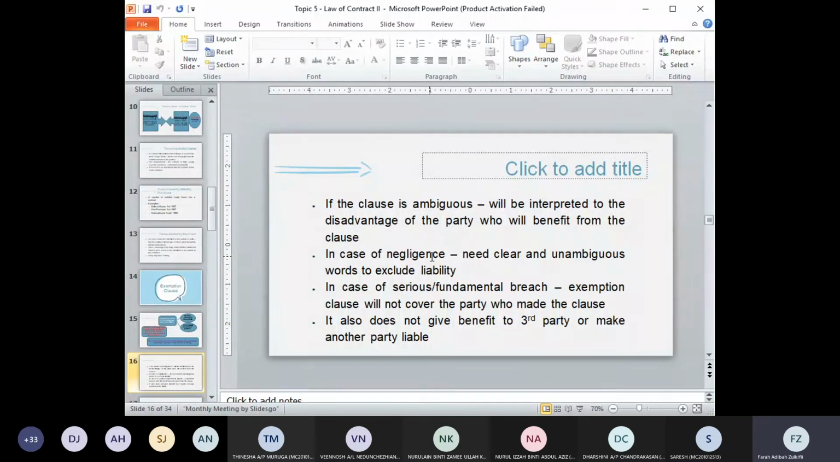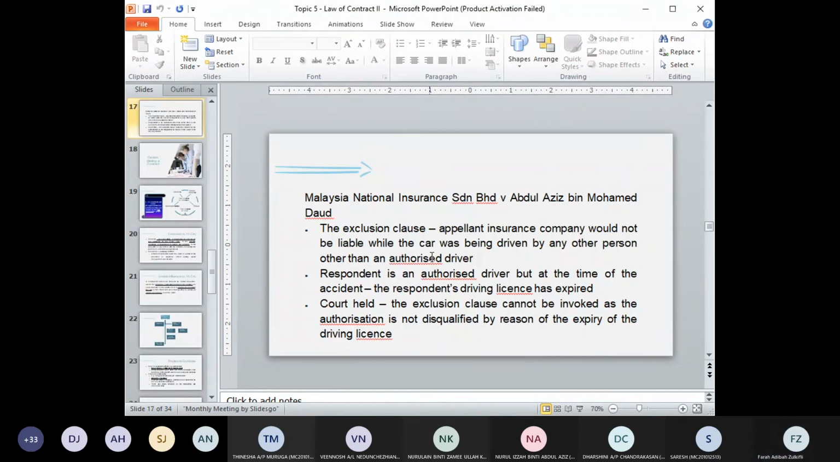But if it is a case of serious or fundamental breach, something very serious, something very bad, usually the exemption clause will still not cover the party who made the clause. And it also does not give any benefit to a third party or make any party liable. So for example, in the case of Malaysia National Insurance Sdn Berhad lawan Abdul Aziz bin Muhammad Daud.